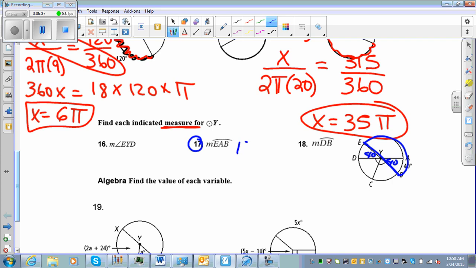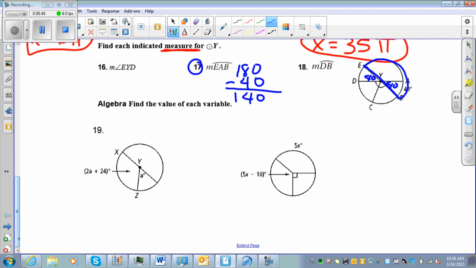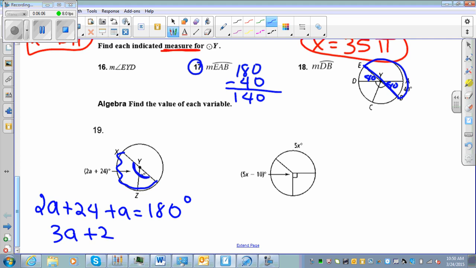So I'll just have to do 180 minus 40, which gives you 140, right? So that's what it's going to be. When it comes to number 19, it's a linear pair here, or this is half a circle. So all you have to do is 2a plus 24 plus a equals 180 degrees. And then combine the a's, 3a plus 24 equals 180. Then of course you know how to solve for a, and that's what you have to do.